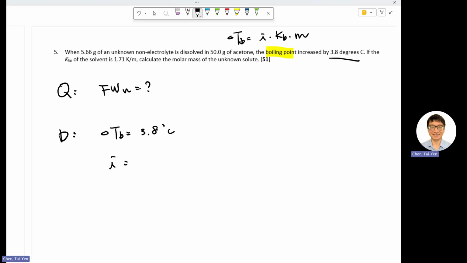What's your I? How do you know it's 1? Non-electrolyte, therefore I equals 1, right? Because it says non-electrolyte. Okay? And then you know your Kb is 1.71 K per molarity, right?